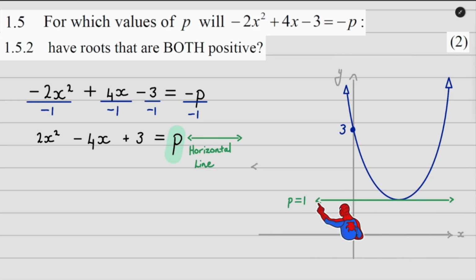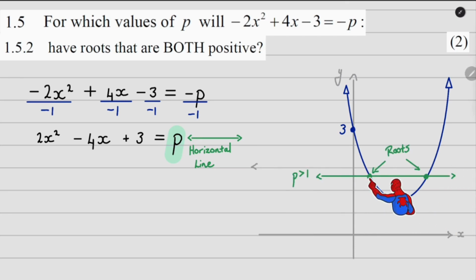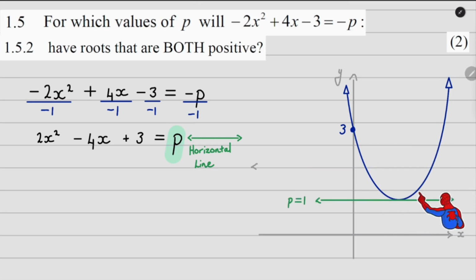So anytime p is bigger than 1, let me show you. If I draw the horizontal line here, then the roots are unequal. I get unequal x values for the roots. And the roots are representative of where this horizontal line touches this parabola. And that happens all the time when p is bigger than 1. So if I put the horizontal line back down here on the turning point, then what I can do is draw that horizontal line anywhere in between 1 and 3, and it's going to give me positive roots.